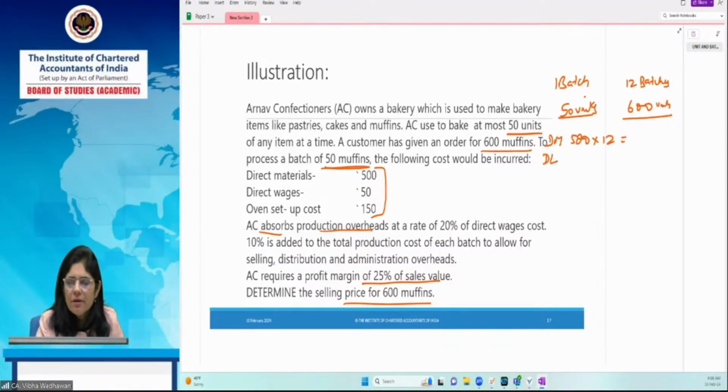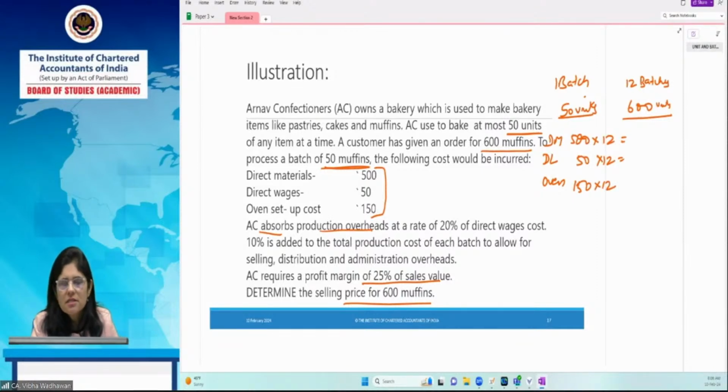Similarly, direct labor for one batch of 50 units. For 12 batches, how much do you require? This is the cost. Again, oven setup cost, it's 150 for one batch. So 150 for one batch and we require 12 batches. So these 12 batches will cover 600 muffins. Clear? Yes, 12 batches and accordingly we can calculate the cost. So direct cost we have done: direct material, direct labor and oven setup. So can you have the total please? So this is the total direct cost.